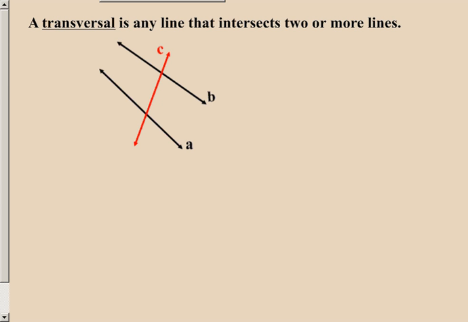Okay, so here's a very basic diagram. You see we have 2 black lines labeled A and B, and then a red line, C. And as you can see, the line that is labeled with the C does intersect 2 or more lines. So by this definition, line C would be considered to be a transversal. Nothing really fancy to it, no real properties involved with it. It is simply any line that intersects 2 or more lines.